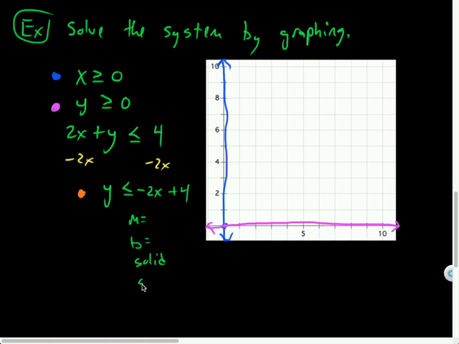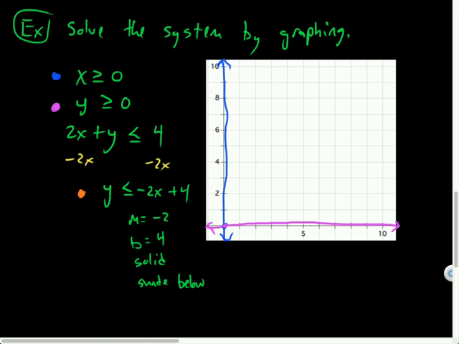Which way is it shaded? Slope is -2. -2 over 1 if you're a real fan of rise over run concept, but -2 I like. B is 4, our y-intercept. Which way do I shade it? Below, because its y is less than something. So I'm going to shade the points below. Less than in a y comparison would be below.